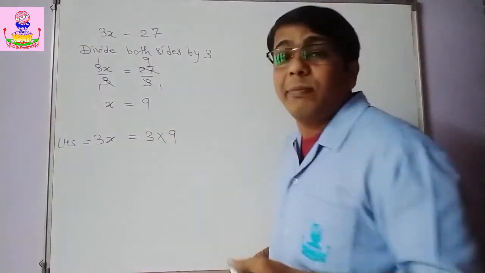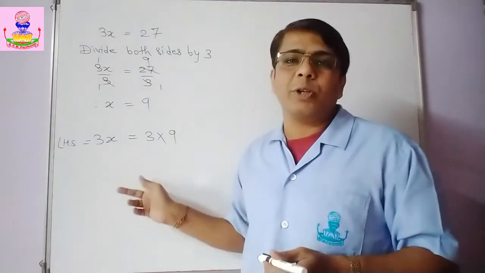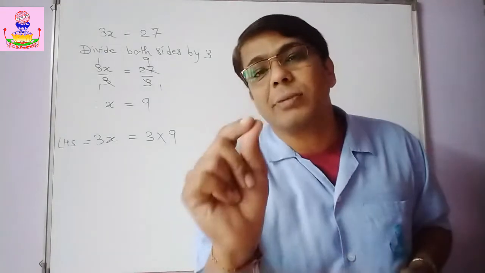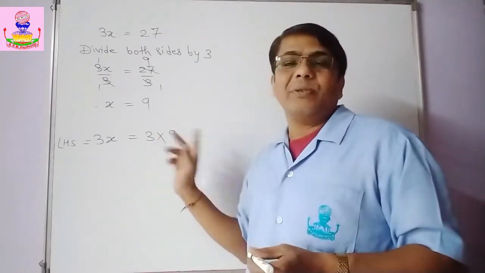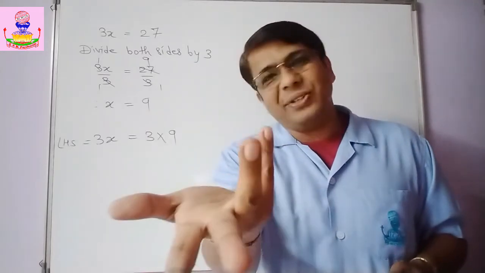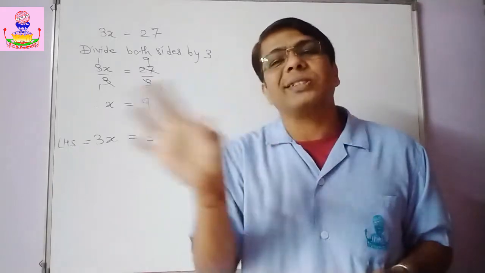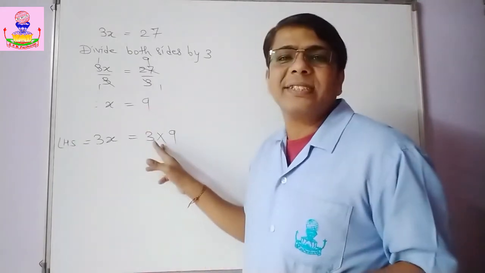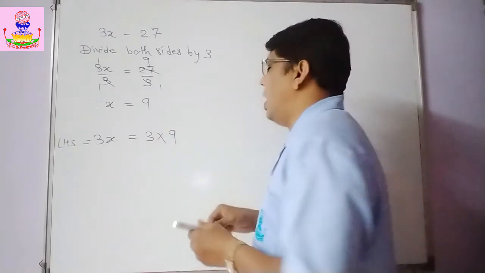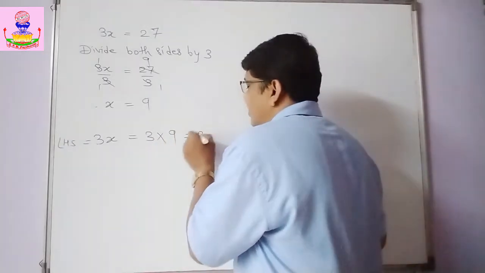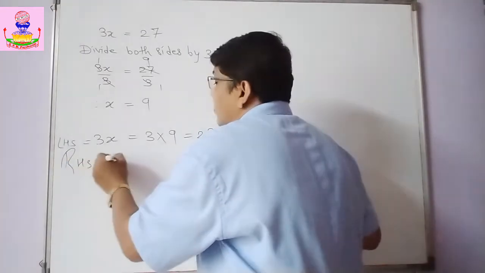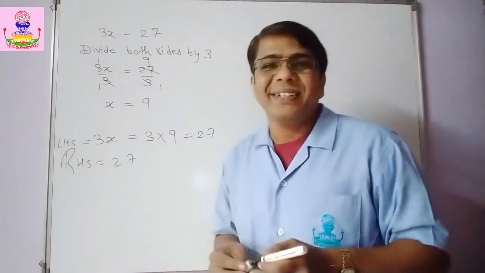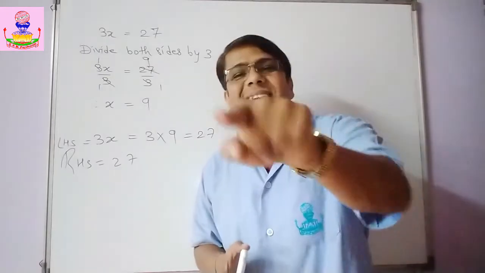When some students were sending me the homework, I had to tell them, no, this is wrong. So 3 into 9, otherwise it becomes 39. So you cannot do anything, right? That is a wrong step. There has to be a multiplication sign in between. Okay, now 9 3s are 27, and what is RHS? 27. Is it correct? Yes. So the solution of the equation is 9.